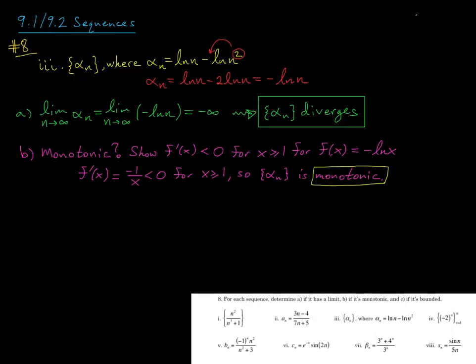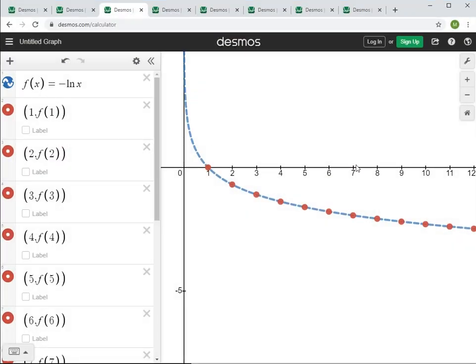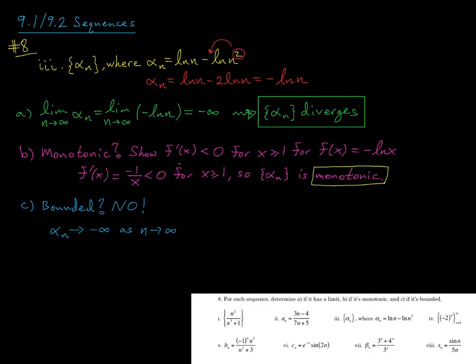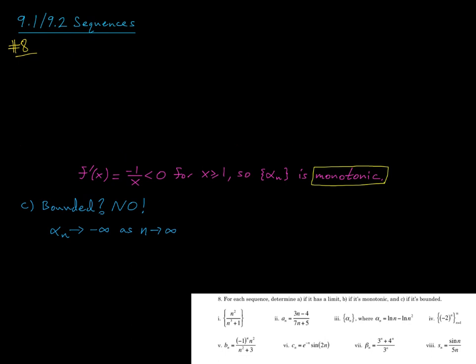All right, cool. Is it bounded? Well, no, it's not bounded because alpha sub n, remember, approaches negative infinity, so I cannot capture all of the terms of the sequence in any finite band, right? If I keep zooming out, this thing is going to escape any finite band that I consider. So it's not bounded. All right, that's part 3. Let's press on, look at part 4.